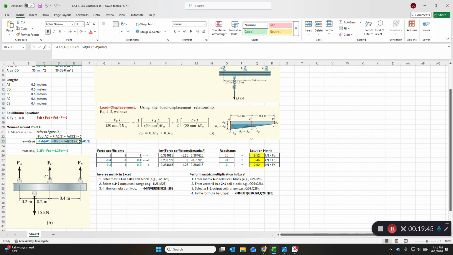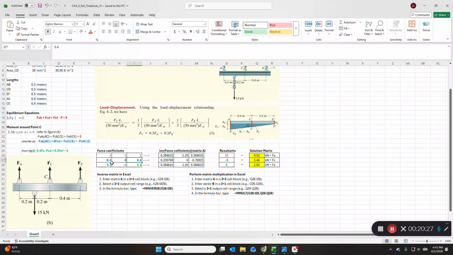Red, blue, and green are the 3 equations, and I've set those up in a matrix of force coefficients. All the coefficients ahead of the F's here are 1, and the solution to this equation is minus P. Minus P is going to be 15 in this case, because it's already negative, so minus a negative is going to be a positive. And then for the blue equation here, our coefficients are minus 0.4, then 0 for F_CD, and then F_EF is plus 0.4, so that's here.